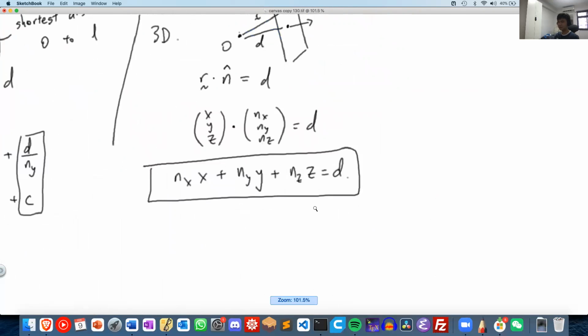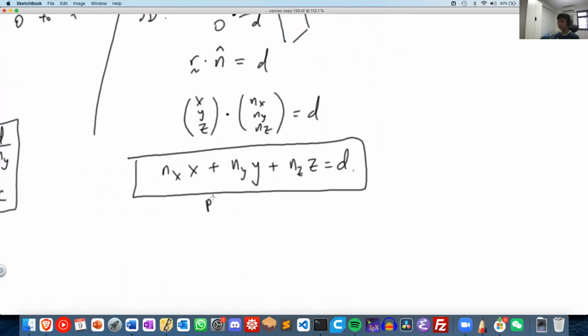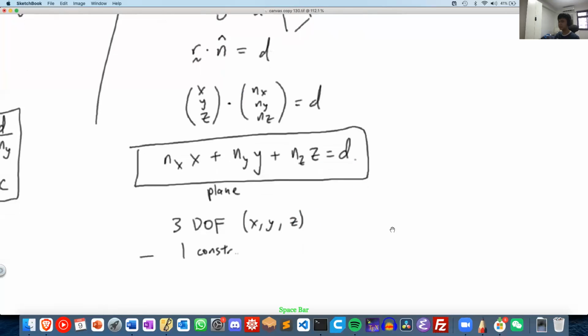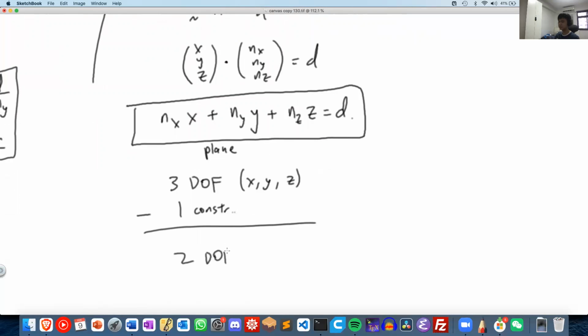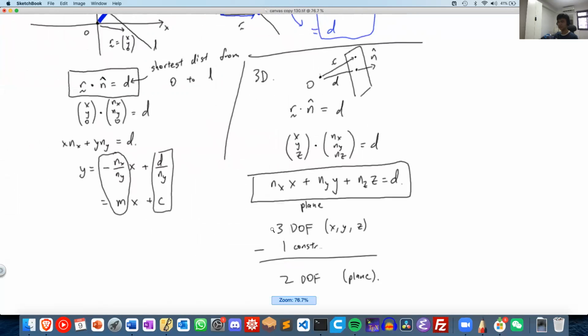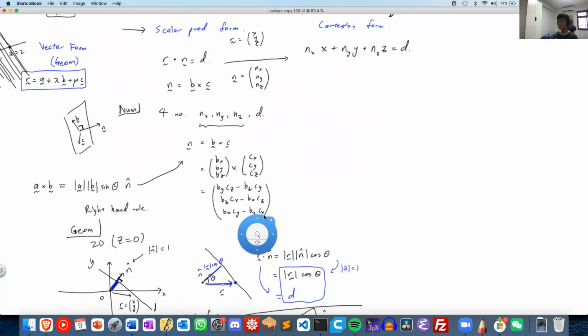And how do we know this defines a plane? To understand why, we look at the degrees of freedom and constraints argument again. We start out with 3 degrees of freedom, x, y, and z, and then we subtract away one constraint, which is this equation, and hence we are left with 2 degrees of freedom, and this defines a plane. So the upshot is, can you see that this scalar product form is actually just a way of writing out the Cartesian form in a compact manner.